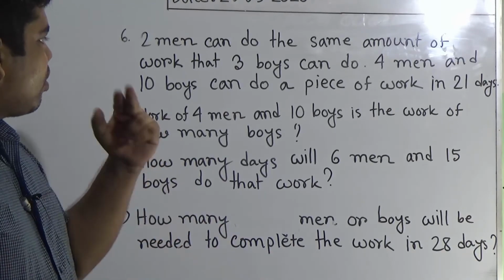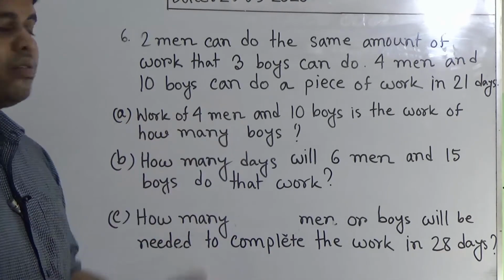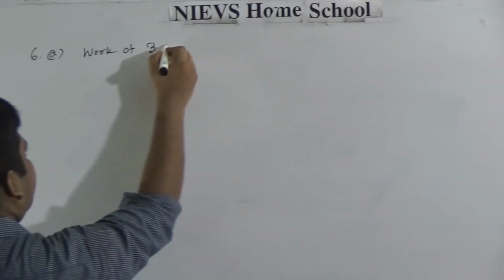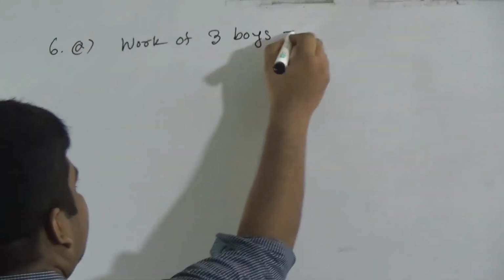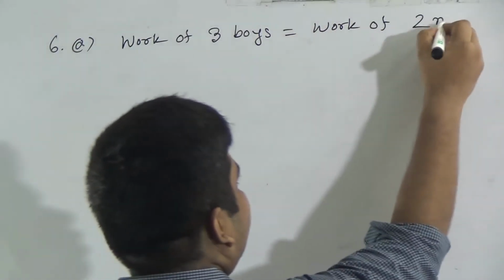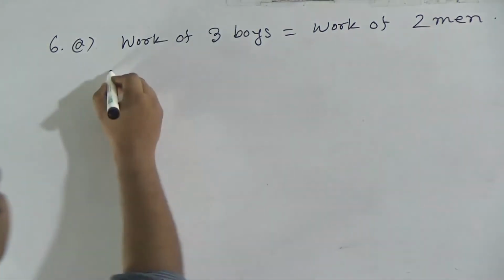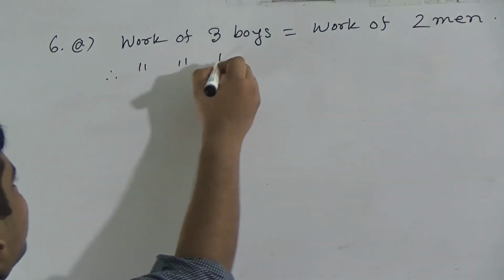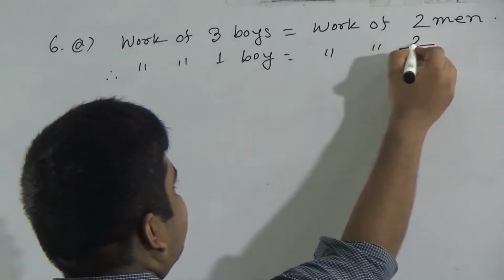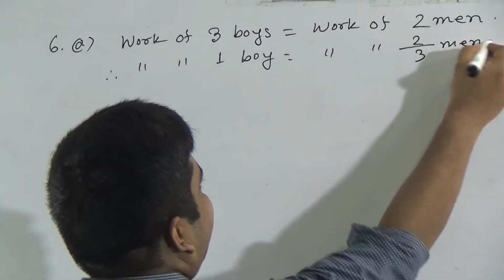After that, work of 10 boys equal to work of how many men? So write first: work of 3 boys equal to work of 2 men. Therefore work of 1 boy equal to work of 2 by 3 men.